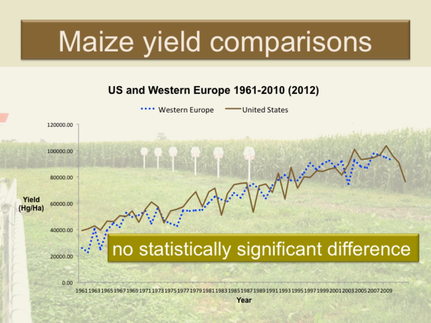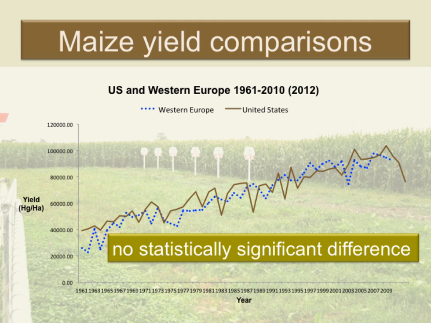The dotted blue line is yields for Western Europe, and the solid brown line is the yields for the United States, the maize powerhouse. What you can see, in general terms, is that from 1961 until 1985, the US was much better at growing maize than was Western Europe, as measured by yield. Around 1985, Western Europe catches up, and it hasn't looked back. On average, it produces precisely the same amount as the United States.